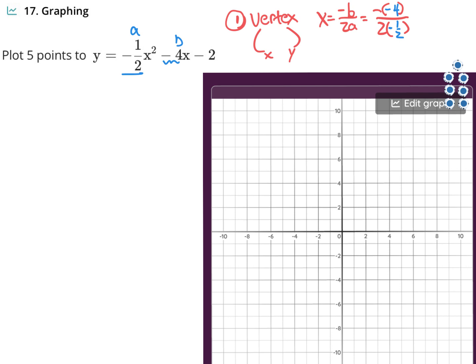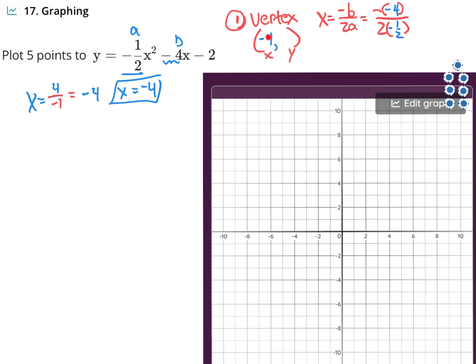So up on top, we have a -4, which ends up being a +4. So I'm going to write over here, x equals, I have a +4 up here, divided by what? Divided by 2 times -1/2. And on the calculator, 2 times -1/2 is -1. So you really have 4 divided by -1, which is a -4. So you just found that x equals -4. That means that the vertex x value is -4.